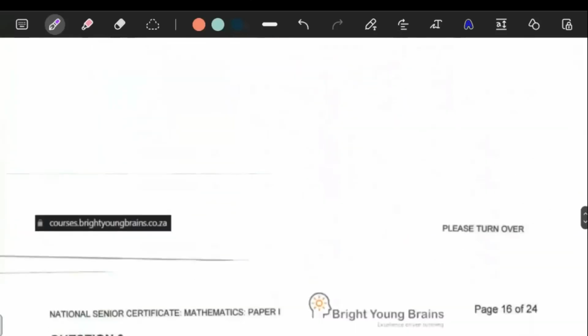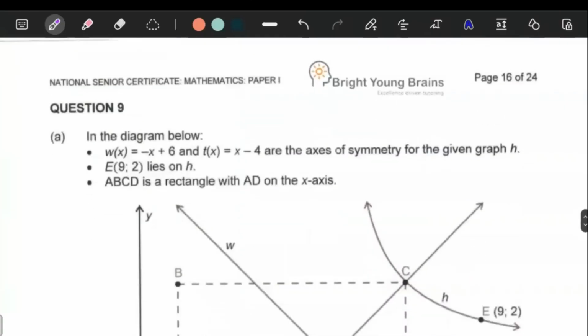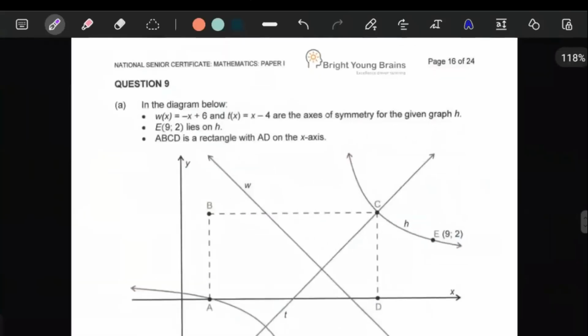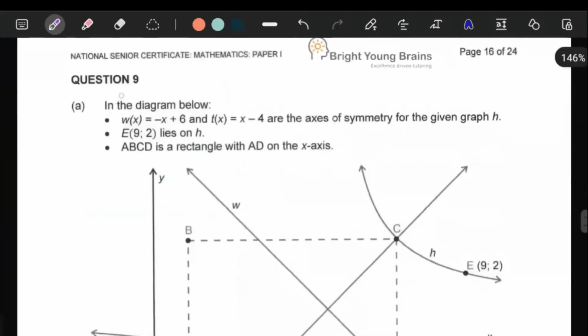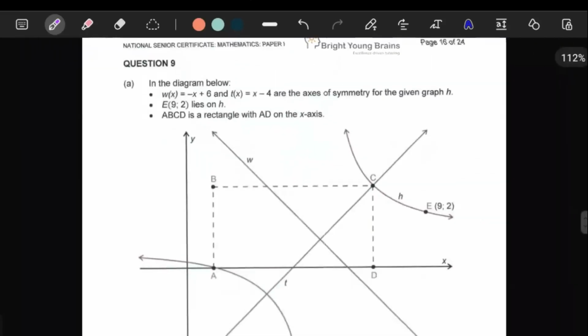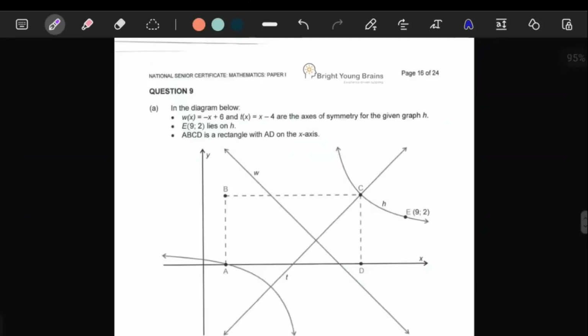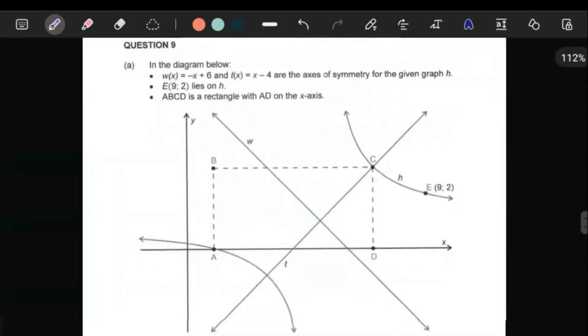Let's keep moving forward to question number 9. We have some more functions questions. It says here in the diagram below, the equation of W and the equation of T are both straight lines. They are the axes of symmetry of the given graph of H. And then it says E is a coordinate given. And then it says ABCD is a rectangle with AD on the x-axis.